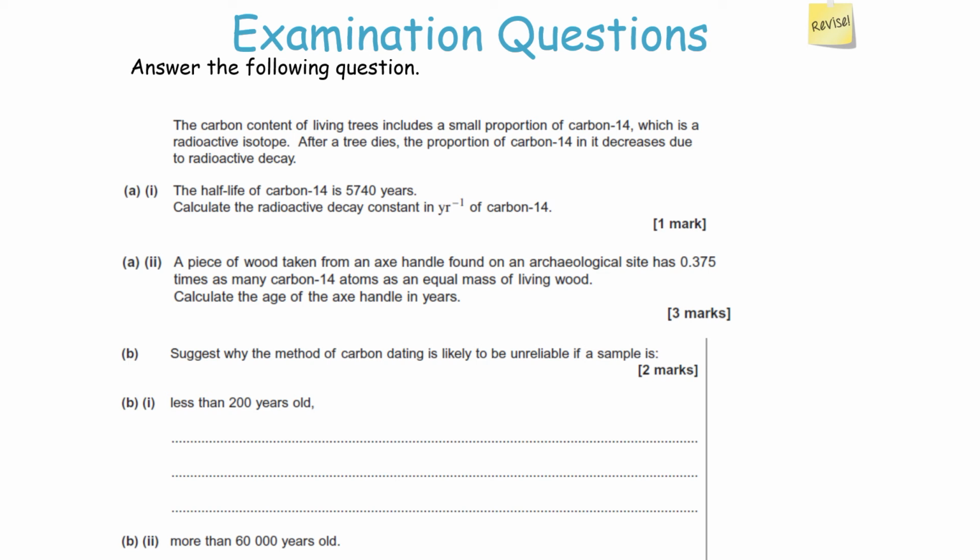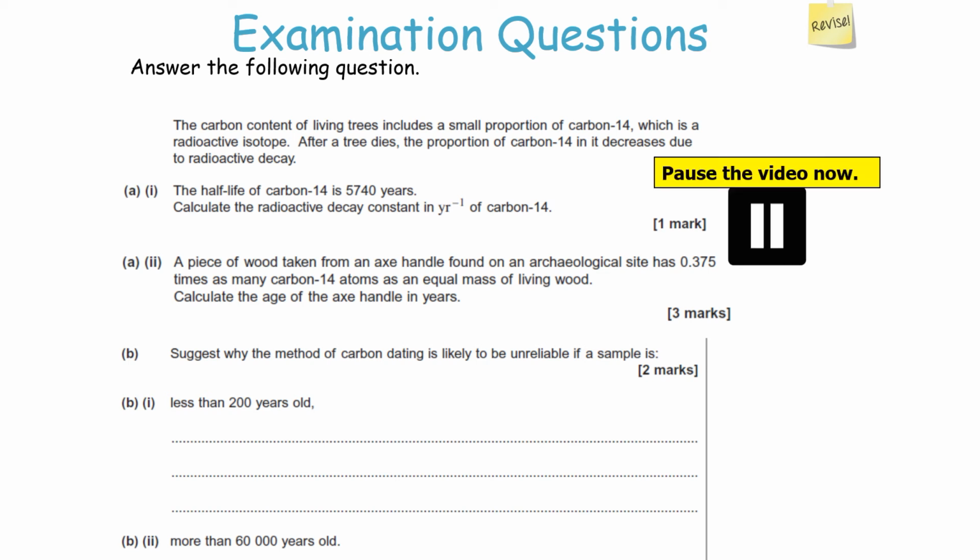Then a piece of wood is taken from an axe handle found on an archaeological site, which has 0.375 times as many carbon atoms as the equivalent mass of living wood. Calculate the age of the handle in years, then suggest why the method of carbon dating is likely to be unreliable if the sample is less than 200 years old or more than 60,000 years old.